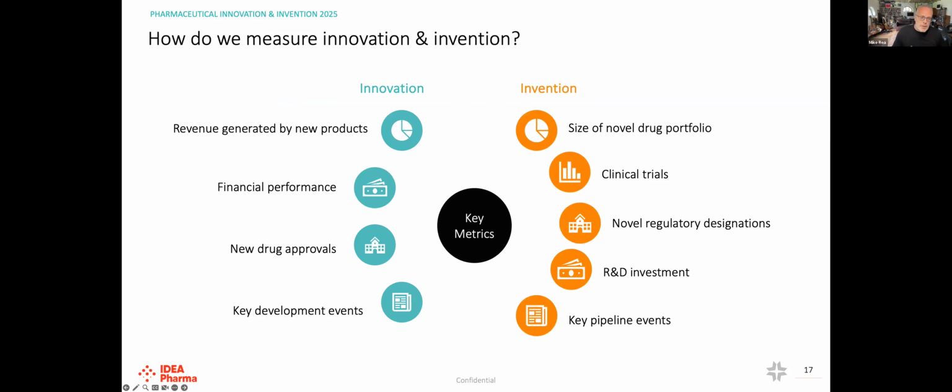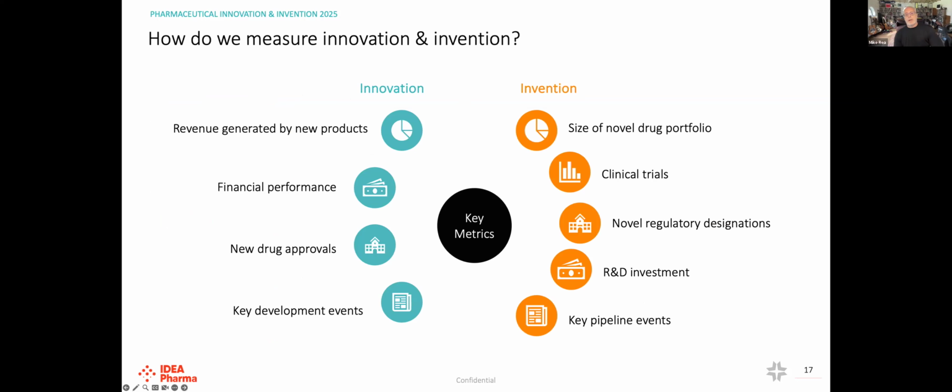So the innovation index, invention index, this is just some of the breakdown of the metrics that we look at. So revenue from new products more than old products, the financial performance of the company, and where are they putting their money and how are they spending it. New drug approvals clearly are important, and key development events. So what's moving through from 2 to 3, and what's moving through from there into life cycle planning.